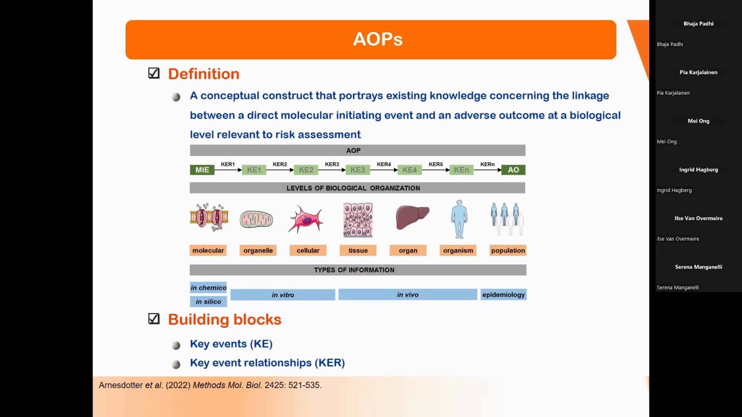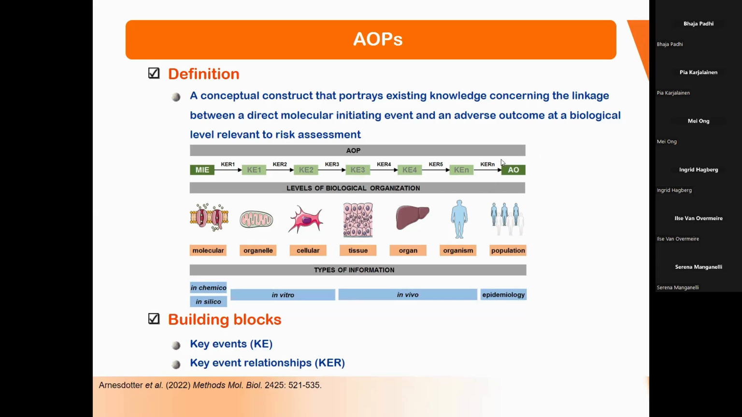Also important is that there are two special cases of these key events, namely at the starting point of an AOP, which is called the molecular initiating event, so the MIE. So that would be the interaction of, for example, a chemical, but it can be a stressor in general, so it does not necessarily have to be a chemical. So an interaction of that stressor with a biological system. So that's the first special case of a key event.